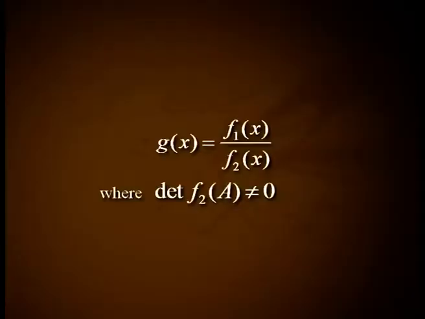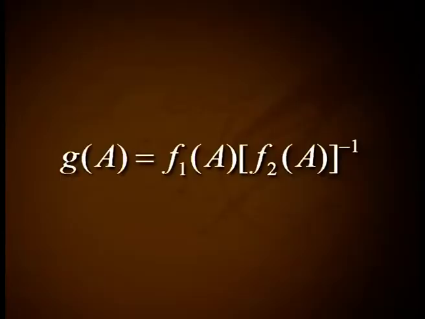Example 5. Let x be a characteristic vector corresponding to the characteristic root lambda of a matrix A. Also let f of x be any scalar polynomial. Show that x is a characteristic vector corresponding to the characteristic root f of lambda of the matrix f of A. In general, show that if g is a polynomial defined by g of x equal to f1 of x by f2 of x, where determinant of f2 of A is not equal to 0, then x is a characteristic vector corresponding to the characteristic root g of lambda of the matrix g of A, which is equal to f1 of A into f2 of A inverse.